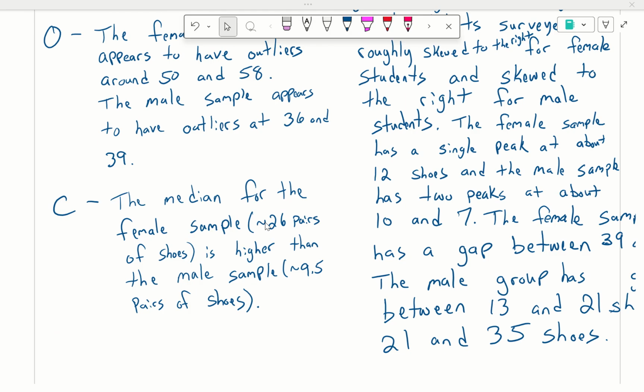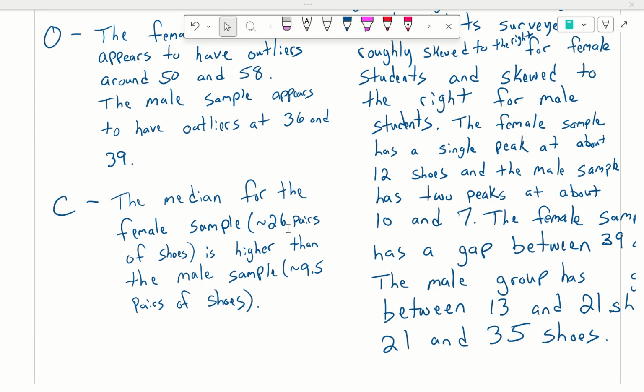Here's what I said. The median for the female sample, about 26 pairs of shoes, is higher than the male sample, about 9.5 pairs of shoes. So what do we need here? We need to compare the two. We need to say one is higher than the other, or if they were about equal, you would say they're about the same. But we are asked to compare the distributions, which means we need to use that comparative language. One is higher than the other.